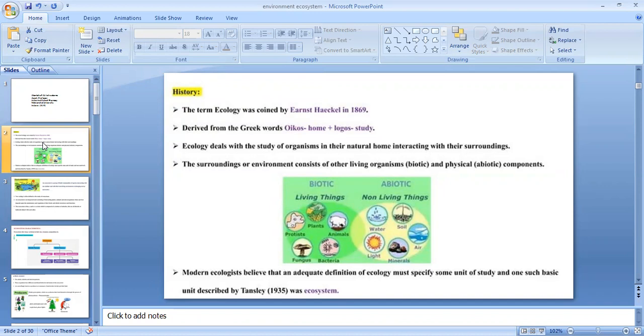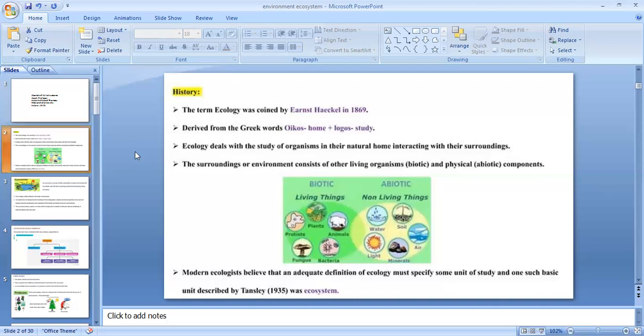History. The term ecology was coined by Ernest Haeckel in 1869, derived from the Greek word "oikos", which means home, plus logos, which means study. Ecology deals with the study of organisms in their natural home, interacting with their surroundings. The surroundings or environment consist of other living organisms, that is biotic, and physical, meaning abiotic, components.